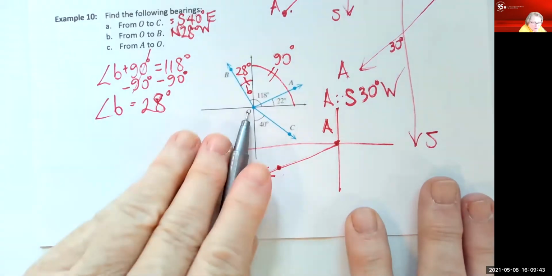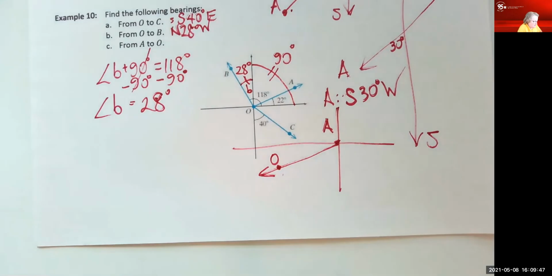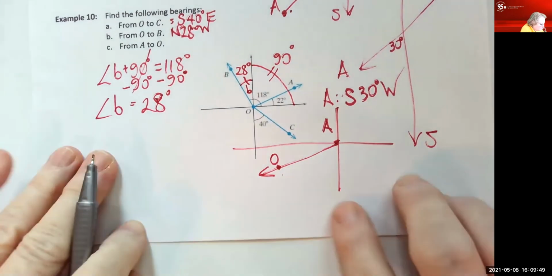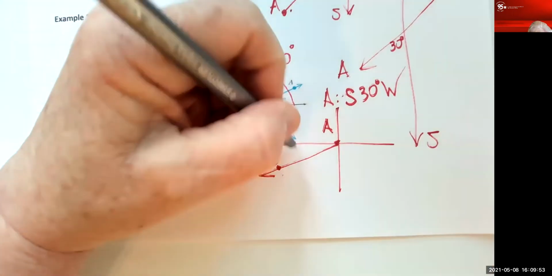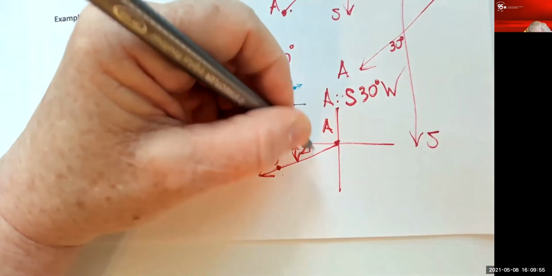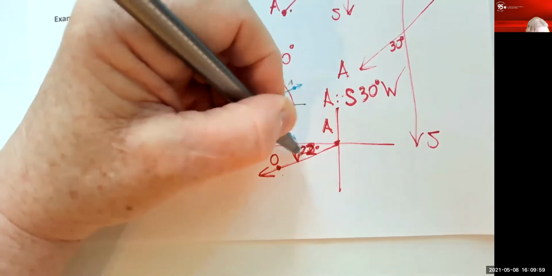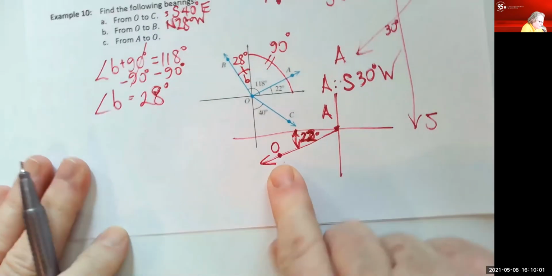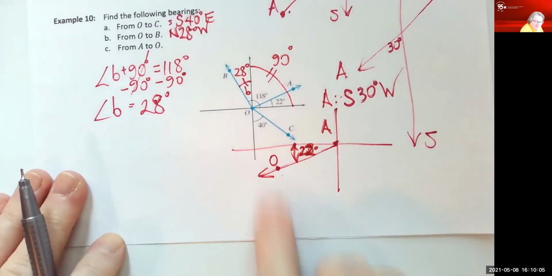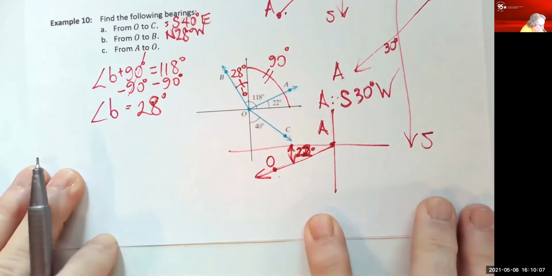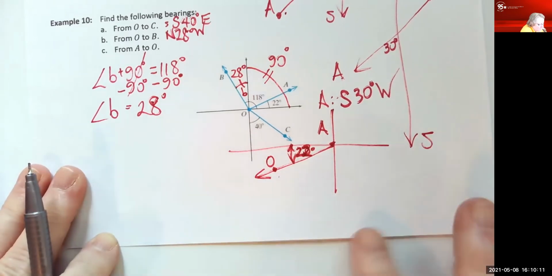And I'm going to continue to call the second point O and pretend like it's not the origin. The angle that they gave us was 22 degrees. So we know that the ray AO is 22 degrees from the negative x-axis. But that's not the angle away from the north-south line.